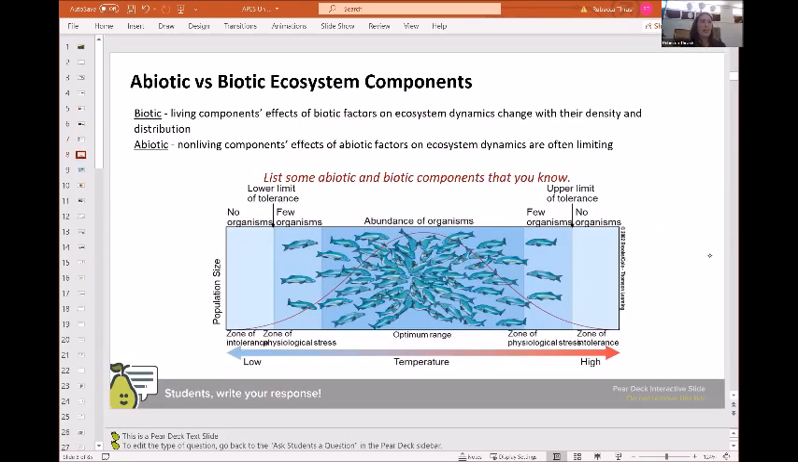Okay, so I've kind of been talking about sunlight, movement of energy, movement of materials. But one important thing is to be able to connect that with whether or not these components are abiotic or non-living versus biotic. So living components' effects on the ecosystem or community dynamics change with their density and distribution, whereas abiotic factors don't, but are often the limiting aspects of a lot of things like food chains, productivity. So really quick, you guys tell me what you know about some abiotic and biotic factors.